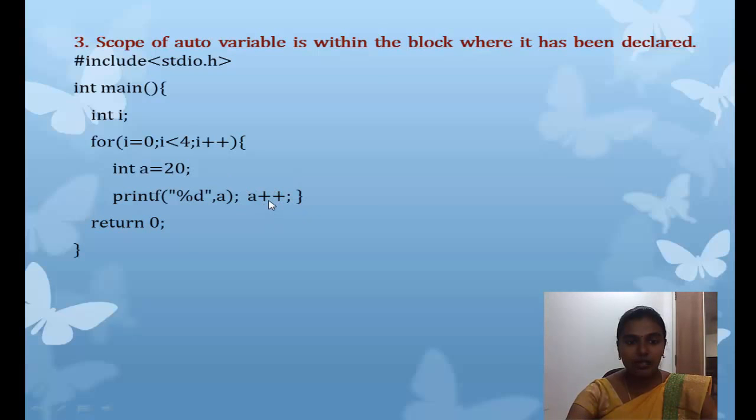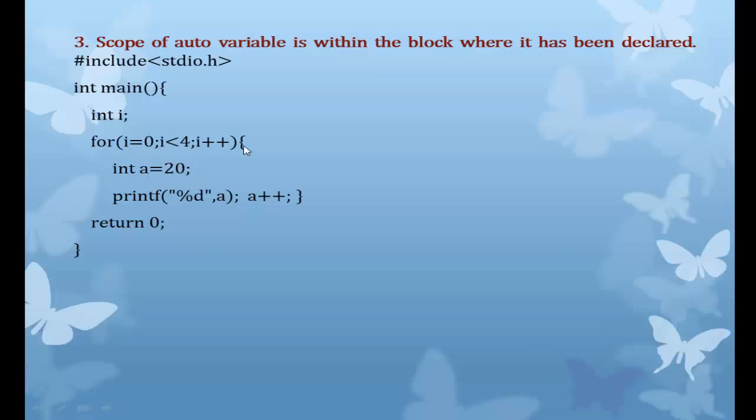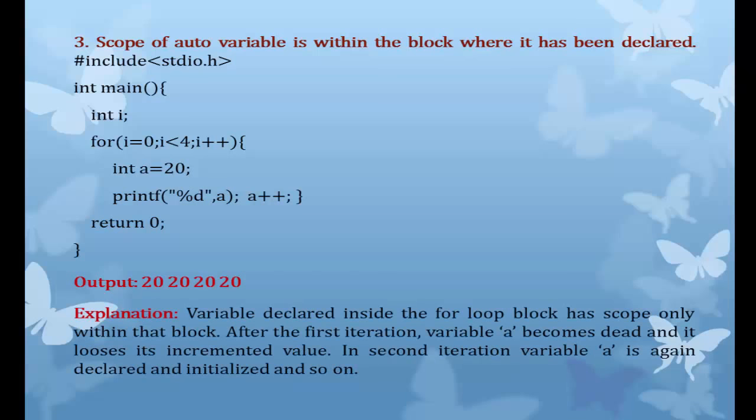So the iteration begins. The value of i will be 1 now. It will check the condition. If the condition is true, the loop will continue. So it will print the value 20 again and again, because the value is reinitialized once the control gets inside the loop. So the output is 20, 20, 20, and 20, because the condition starts at 0 and ends at 3. So totally the loop is iterated 4 times.